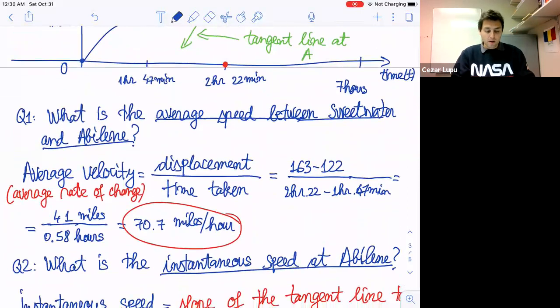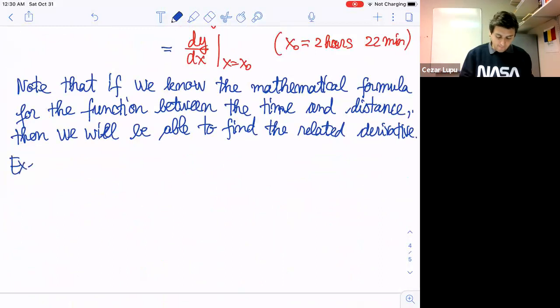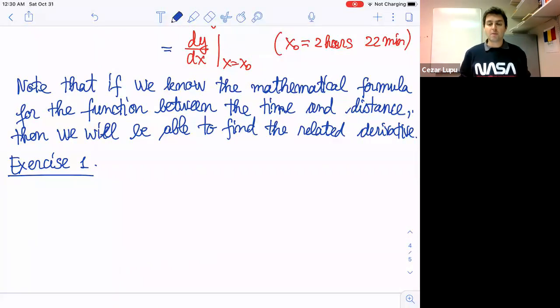All right, beautiful. Now let's do some exercises. So let's say exercise 1. Because I would like you to see how we apply this to a certain function. So now let's see some concrete functions. So now, for example, I'm interested in finding, let's say, the rate of change.